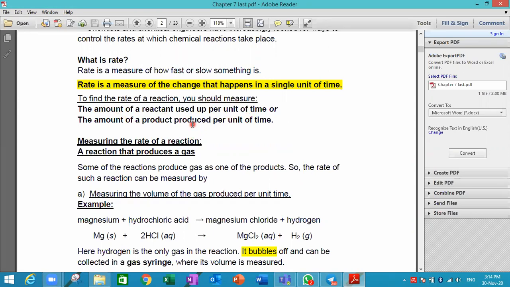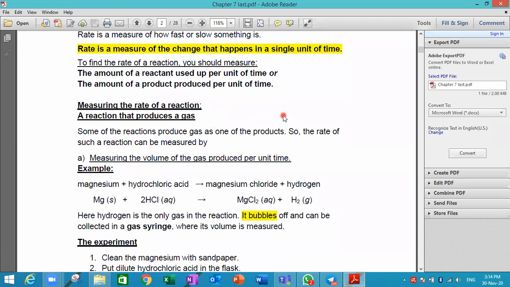Or we study what happens to the concentration of the product that is formed. Of course, for the product, it begins with zero because at the beginning of the reaction, we don't have any product yet. But this concentration of product will increase with time. So we study what happens to this concentration with time. Of course, we have many experimental methods to measure the rate of reactions. We are going to take examples of some of them.